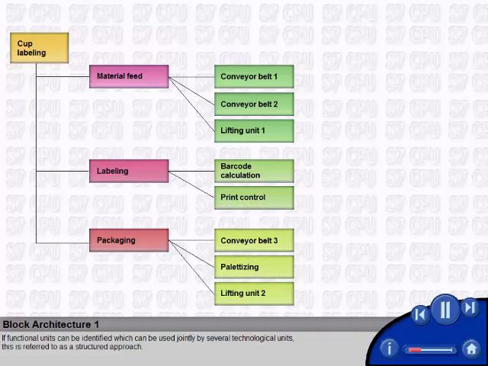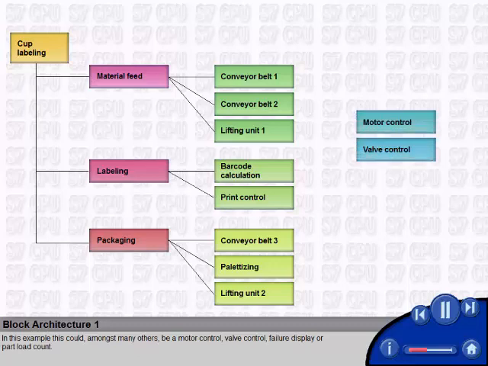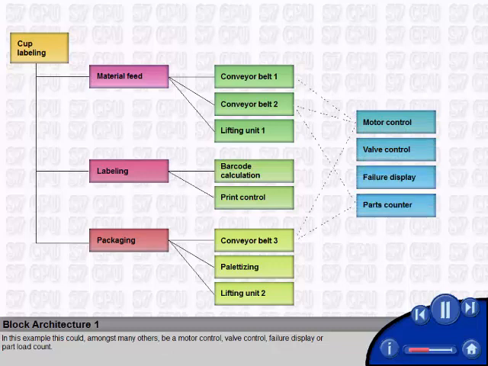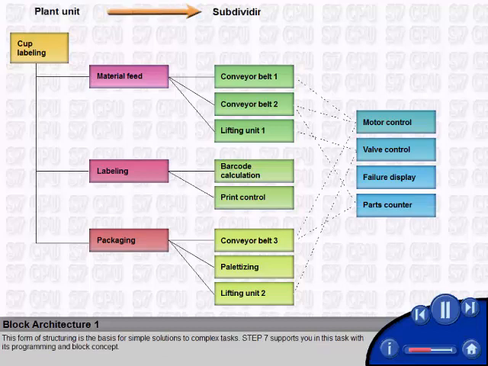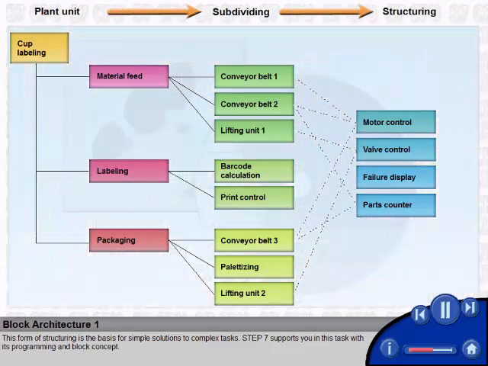etc. If functional units can be identified, which can be used jointly by several technological units, this is referred to as a structured approach. In this example, this could, amongst many others, be a motor control, valve control, failure display, or part load count. This form of structuring is the basis for simple solutions to complex tasks. Step 7 supports you in this task with its programming and block concept.